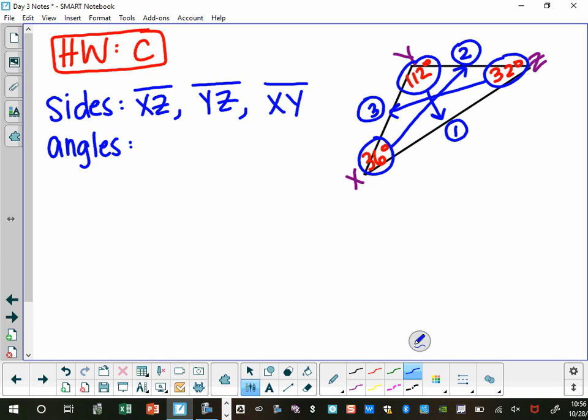Based on my angles, which one is the largest angle? Remember, your angles are just labeled by one letter here. X, Y, and Z. Which one's the largest? Just Y, right? Angle Y. That's what you'll write down on your paper. If you just put letters, that means nothing to me. Make sure you're labeling whether it's a side or an angle by your notation. Which one's next? X or Z? Angle X. And the last one? Angle Z.